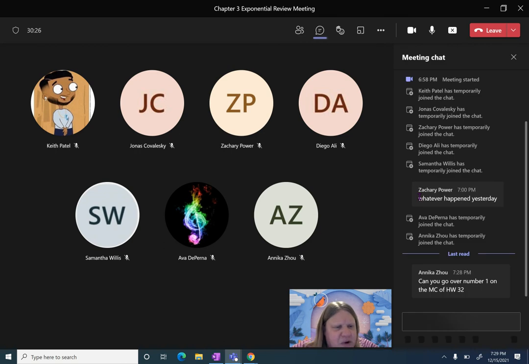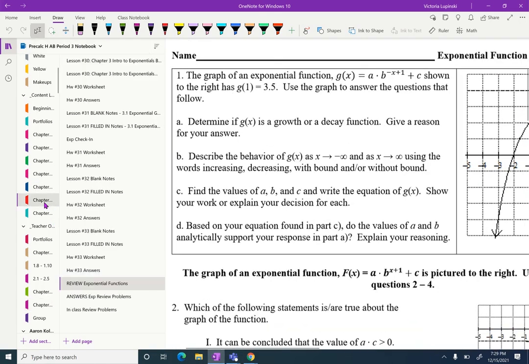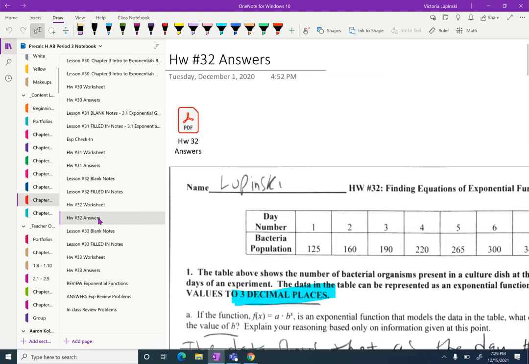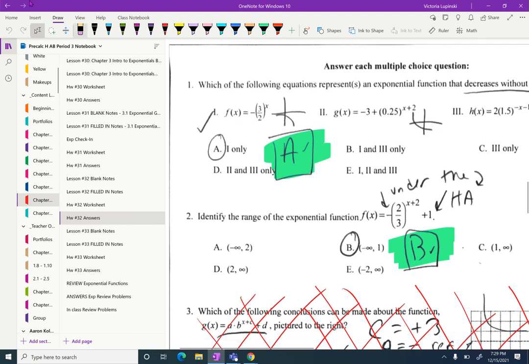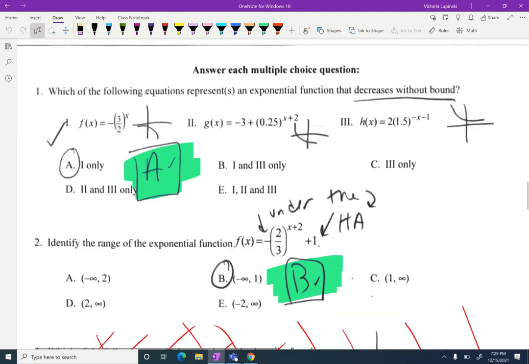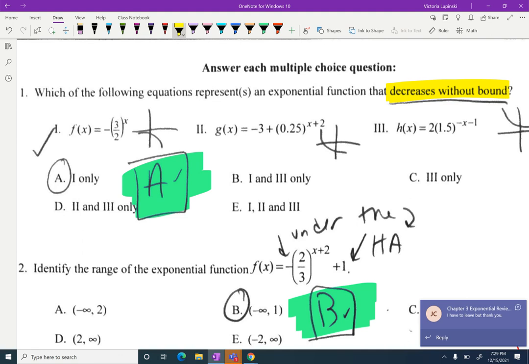Okay, hold on. There was a request for number 1 on the multiple choice of homework 32. Okay, so let's see. Homework 32. The first multiple choice. Okay. So which of the equations represents an exponential function that decreases without bound? And again, I think the easiest way to answer this question is to make a little sketch. So in order to do that, it's fine. Whoever says they have to leave, no worries.